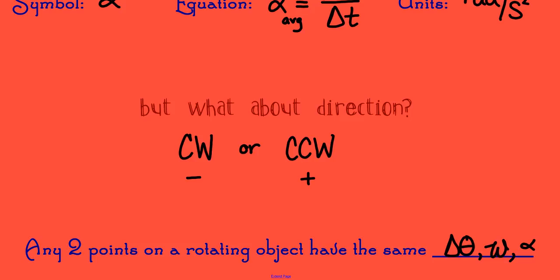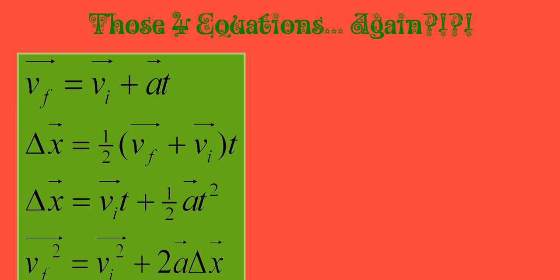Once we learned about these 3 quantities back at the beginning of the school year, we then learned 4 equations that were really important and were really useful for us for the remainder of the year. We called these the 4 kinematics equations. Well, guess what? We can take these 4 kinematics equations and use them for rotation simply by replacing the linear variables with angular ones. So v final equals v initial plus a t becomes omega final equals omega initial plus alpha t.